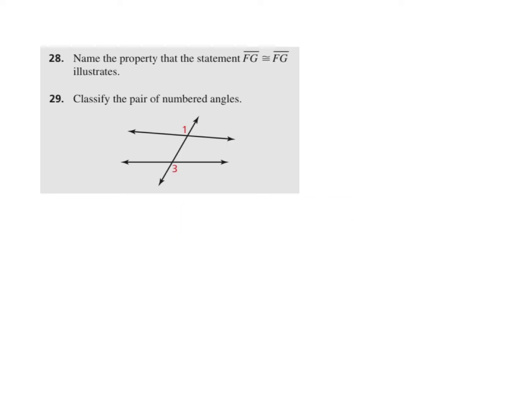Number 28. I know it's not odd, but I want you to do it. Name the property that the statement FG is congruent to FG. Something that you see when you look in the mirror. That's reflexive. That's the property. Hopefully you're stopping these and trying to answer before you look at the answer.